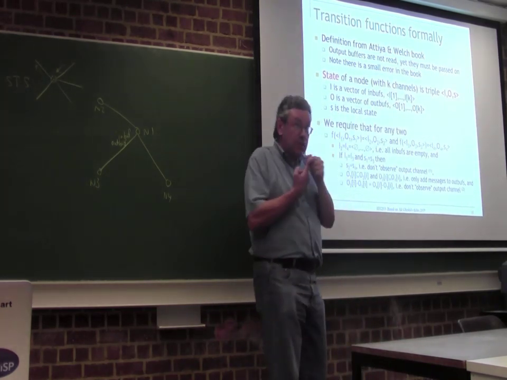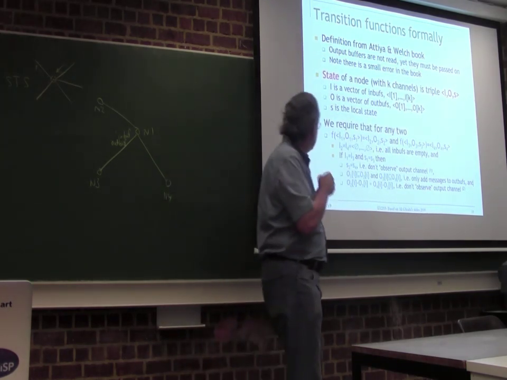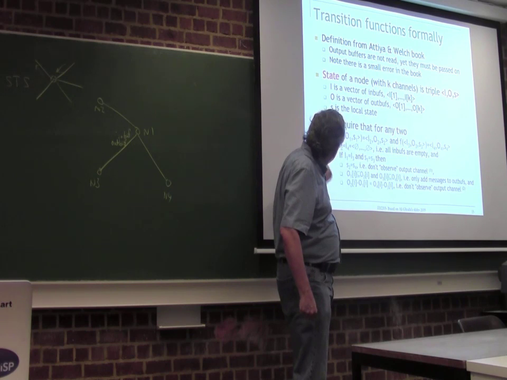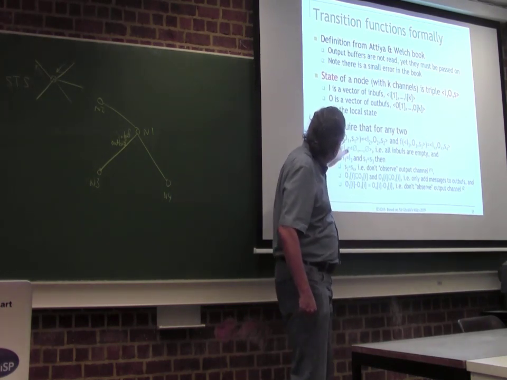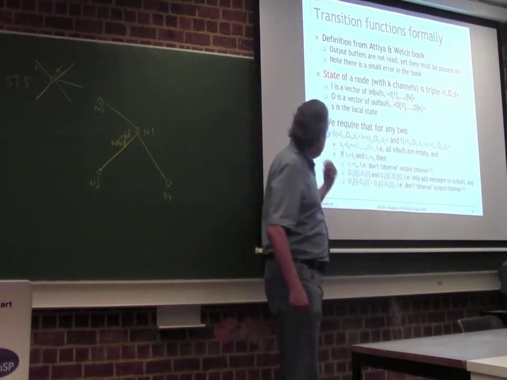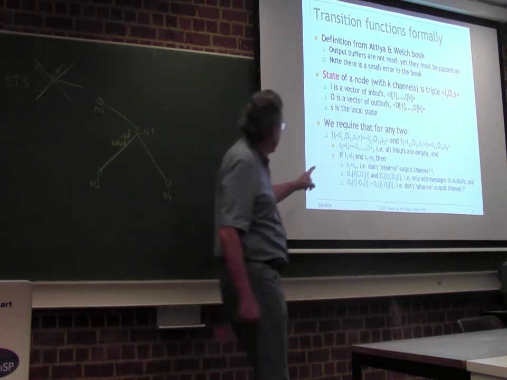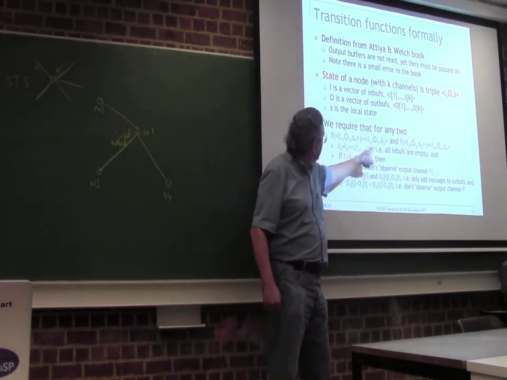So one thing is the transition function always reads all the messages that have come in. And then it actually does work. If I1 and I3 are the same, and S1 and S3 are the same, then the functions will be the same. Okay, they'll be deterministic. They depend only on I1 and I3.